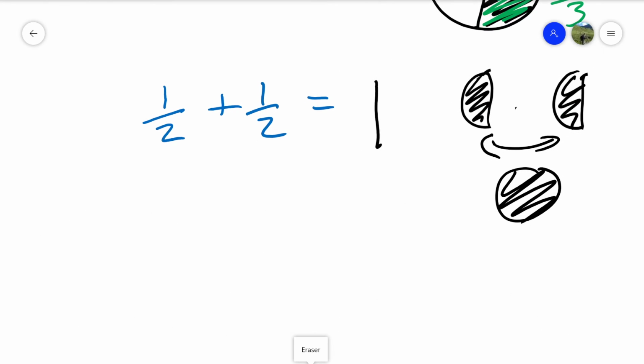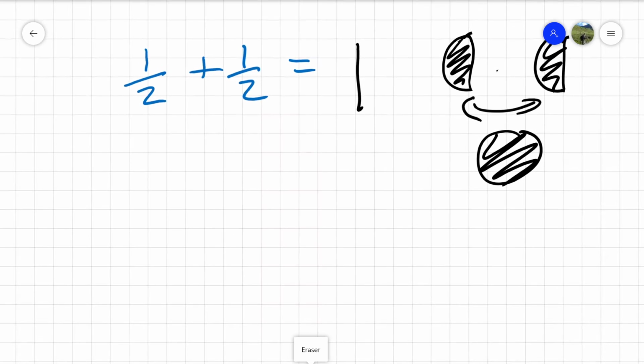Let's look at the next question. And for some reason we're stuck with the word eraser on the screen. Oh well, there we go.